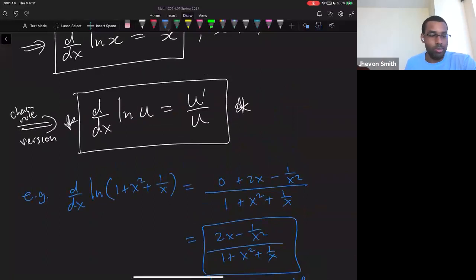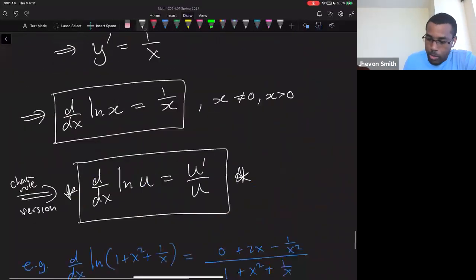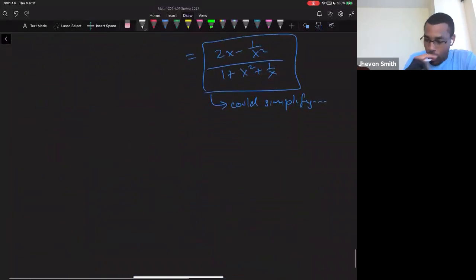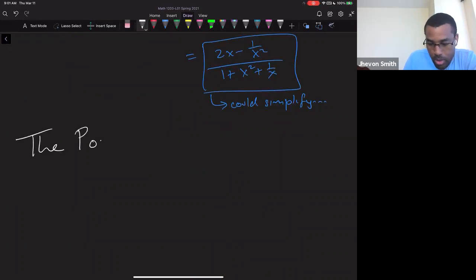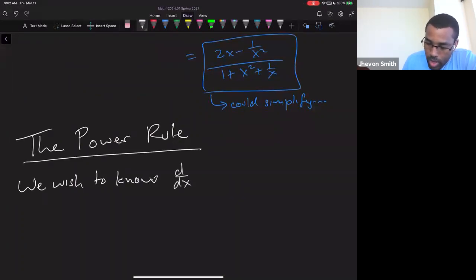All right, we're going to learn a bunch of rules. Now, let's talk about another very famous rule, which is beloved by calculus students all over the world. Let's talk about something called the power rule. We wish to know the derivative of x to the n.